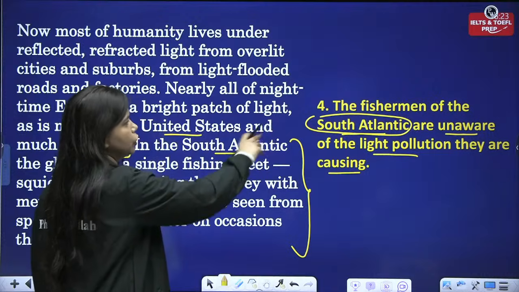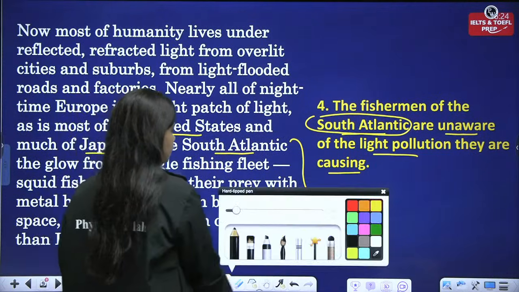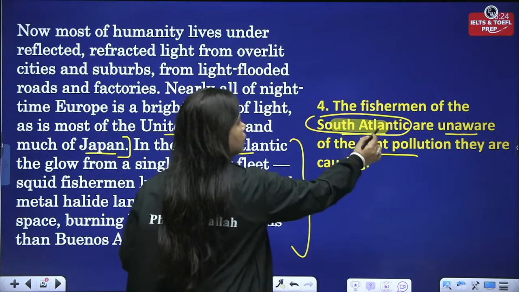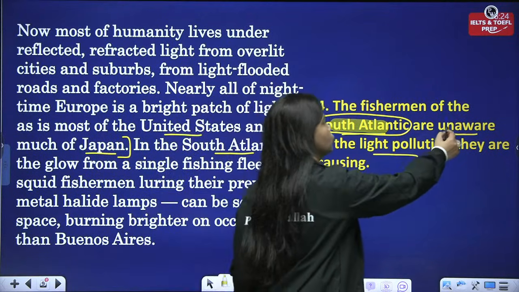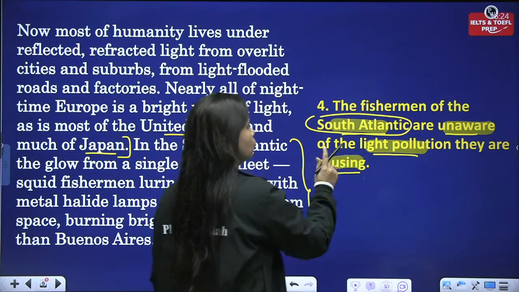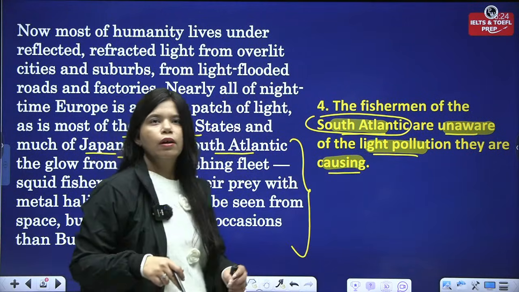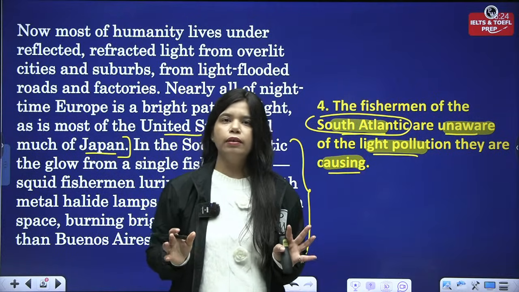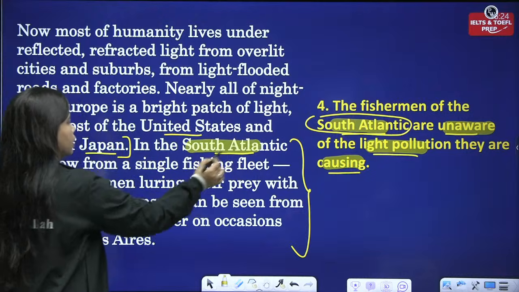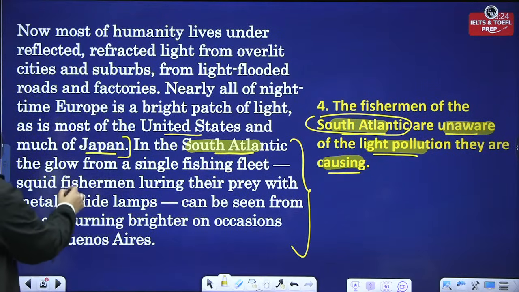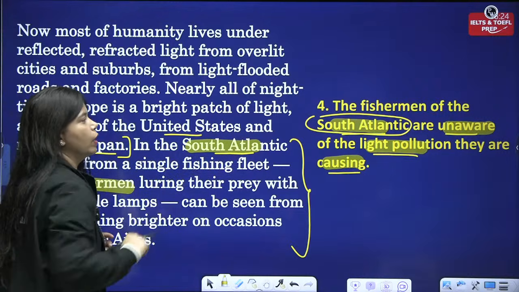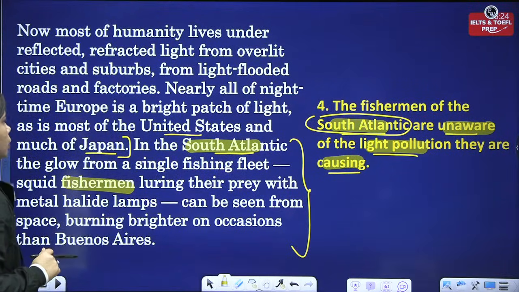The question says, the fishermen of, let's take the highlighter, the fishermen of the South Atlantic are unaware. Unaware means they don't know at all. Unaware of the light pollution they are causing. They don't know that they are causing the light pollution. So here, yes, they are talking about South Atlantic, and yes, they are talking about fishermen also. But what about these people being unaware of light pollution? Let's see if something like that is written.